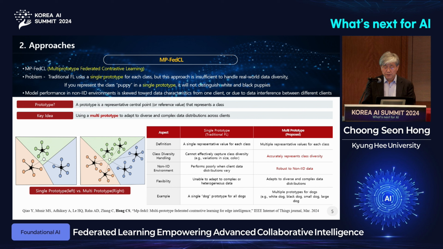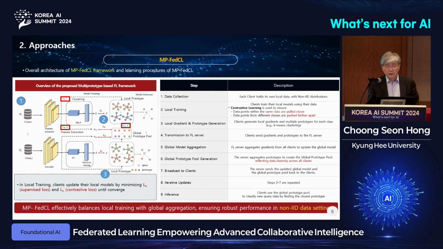Here, a prototype is the representative central point that represents a class. To solve this problem, we developed a multi-prototype approach in federated learning to adapt to diverse and complex data distributions across clients. This approach is robust to non-IID data because multi-prototype can represent class diversity.